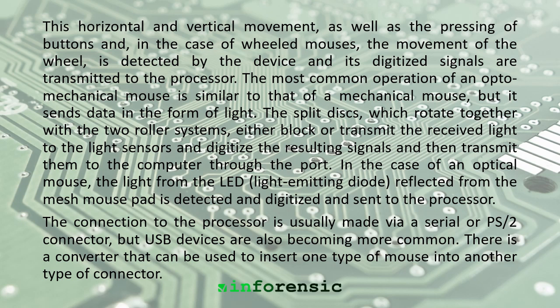The most common operation of an optomechanical mouse is similar to that of a mechanical mouse, but it sends data in the form of light. The split discs, which rotate together with the two roller systems, either block or transmit the received light to the light sensors and digitize the resulting signals and then transmit them to the computer through the port.